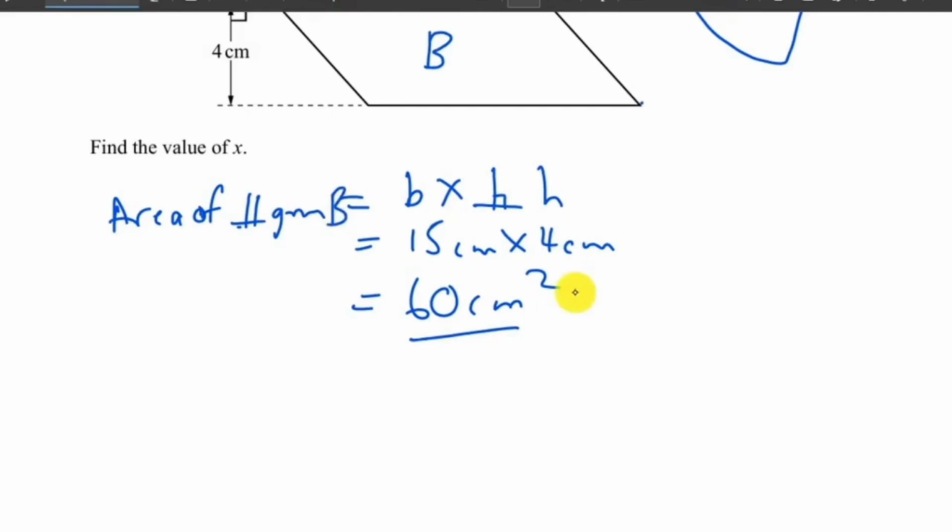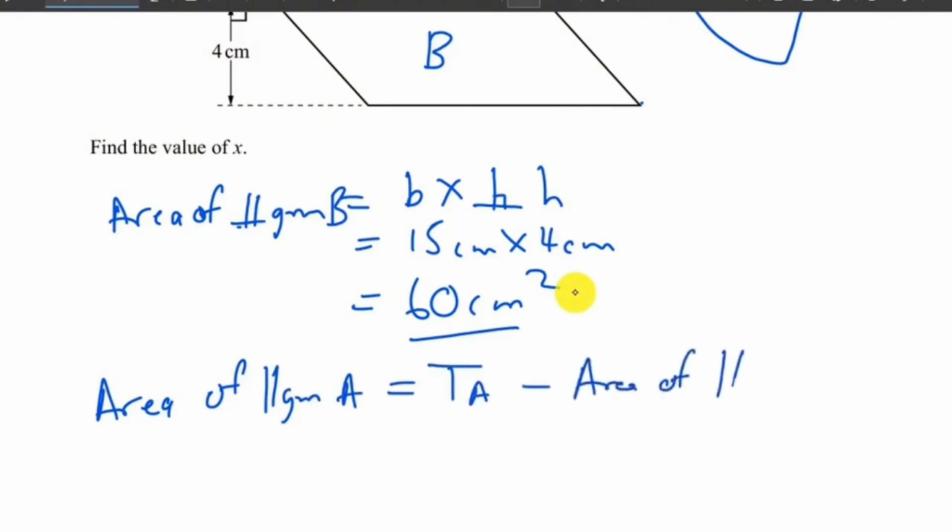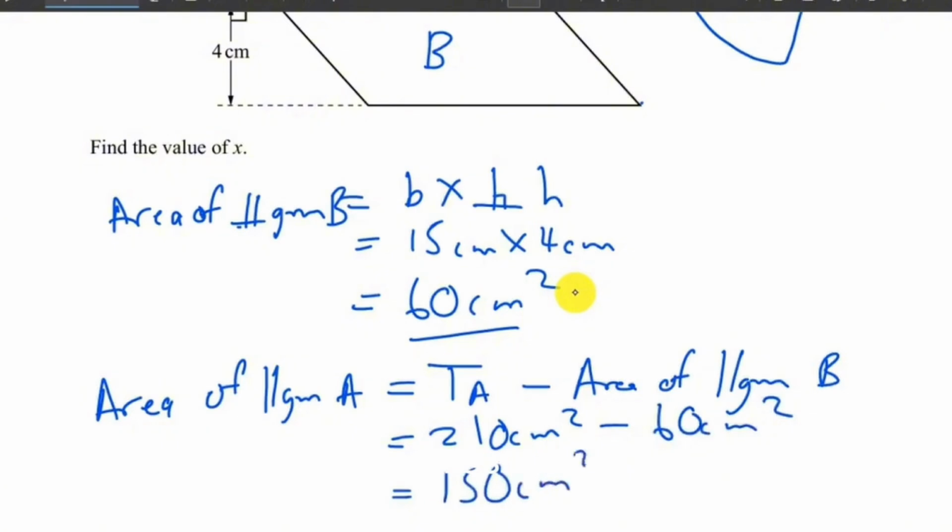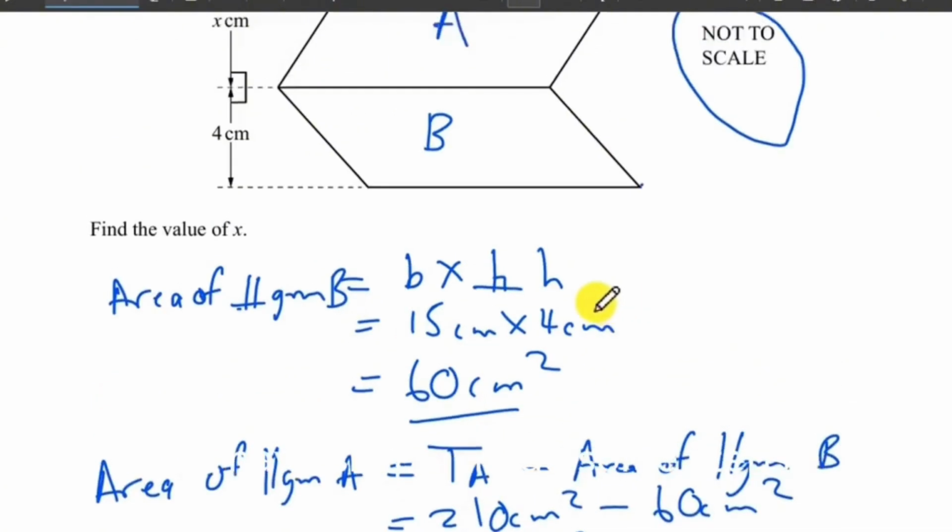Now, since the total area of the 2 shapes is 210, to find the area of parallelogram A, it's very simple. It's just equal to total area minus area of parallelogram B. So this is 210 centimeters squared minus 60 square centimeters, and this minus that gives you 150 square centimeters. So now we have not solved the problem, we have simply made some steps. All these steps are going to give you marks.